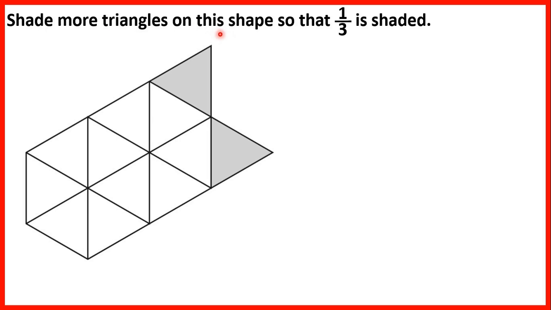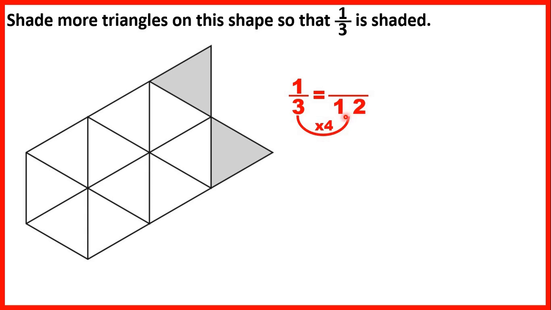Shade more triangles on this shape so that 1/3 is shaded. Now 1/3 means that we have 1 out of every 3 triangles shaded. But in this shape, we don't have 3 triangles, we have 1, 2, 3, 4, 5, 6, 7, 8, 9, 10, 11, 12 triangles. So we need to find an equivalent fraction to 1/3, which has a denominator of 12.